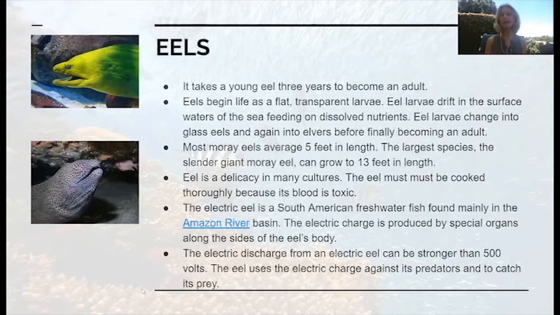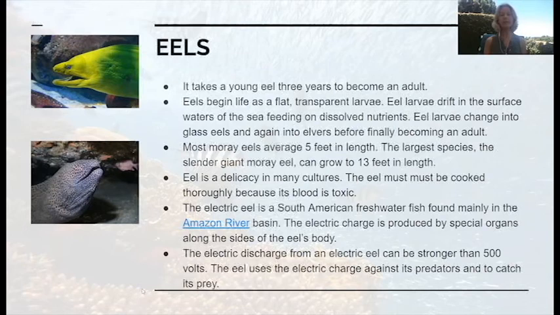Most moray eels, like the one we just saw, average 5 feet in length. The largest species, the slender giant moray eel, can grow to 13 feet in length. Eel is a delicacy in many cultures. The eel must be cooked thoroughly because its blood is toxic.